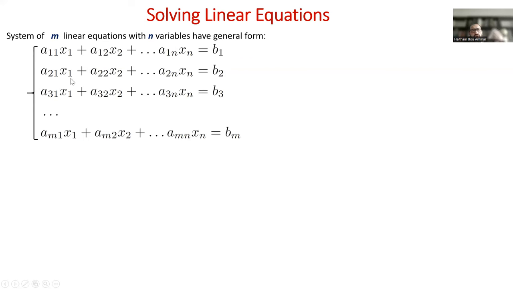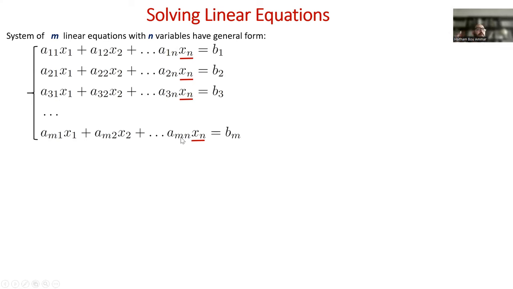The second equation is also a linear combination of those variables. So you have a21x1, a22x2, up to a2nxn. And you have m equations, right? So you have am1x1 plus am2x2 up to amnxn equal bm. Cool, right? Now, as you see, the variables we have are x1, x2, up to xn. So these are n variables.